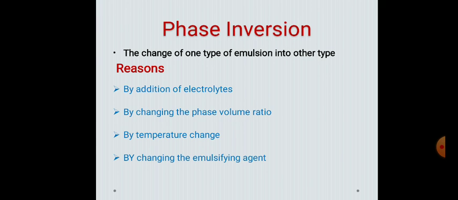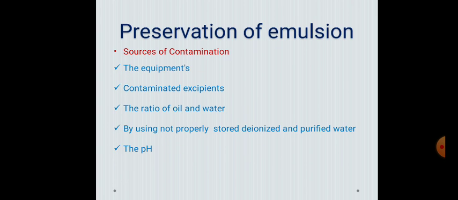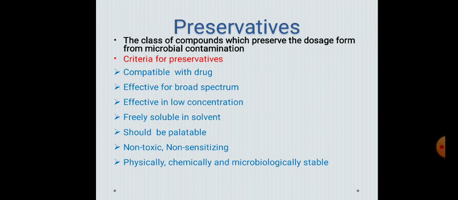Now, how can we preserve? Before that, we have to find out the different sources of contamination: the equipment, contaminated excipients, the ratio of oil and water, improperly stored deionized and purified water, and a change in pH. These are the 5 sources of contamination. For preservation of emulsion, we have to add preservatives.